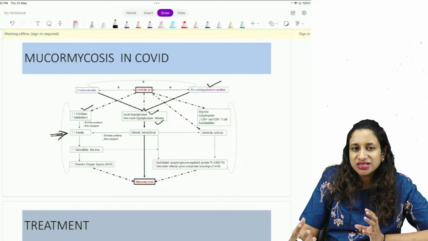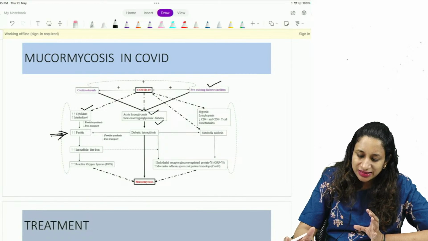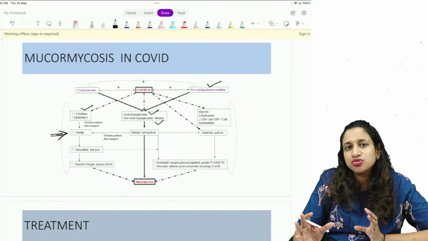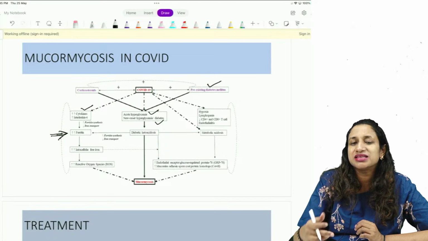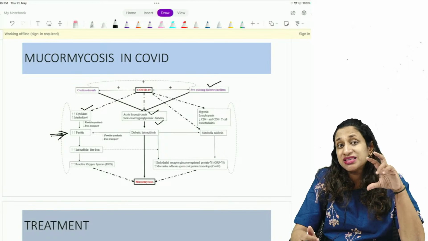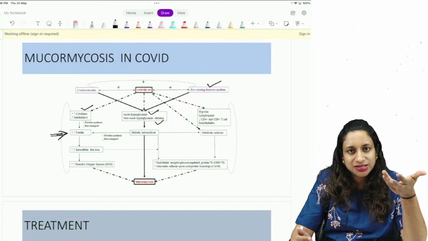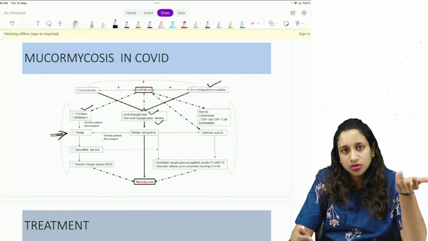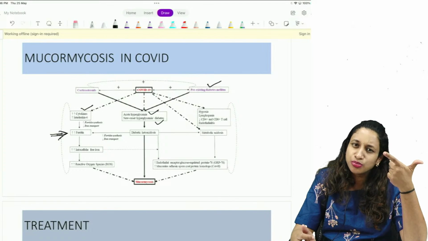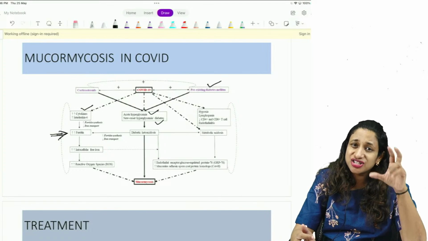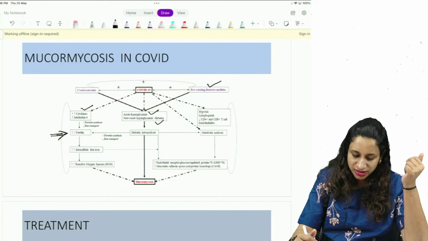Now, metabolic acidosis is also an important risk factor, and you also see that there were certain receptors present in the endothelium which were also causing an increase in the incidence. So, please keep in mind these were the different factors which were attributed to an increase in the number of cases post COVID. Most importantly, it is the abuse of corticosteroids, most commonly, which has actually caused a very big problem, or a pandemic of black fungus.